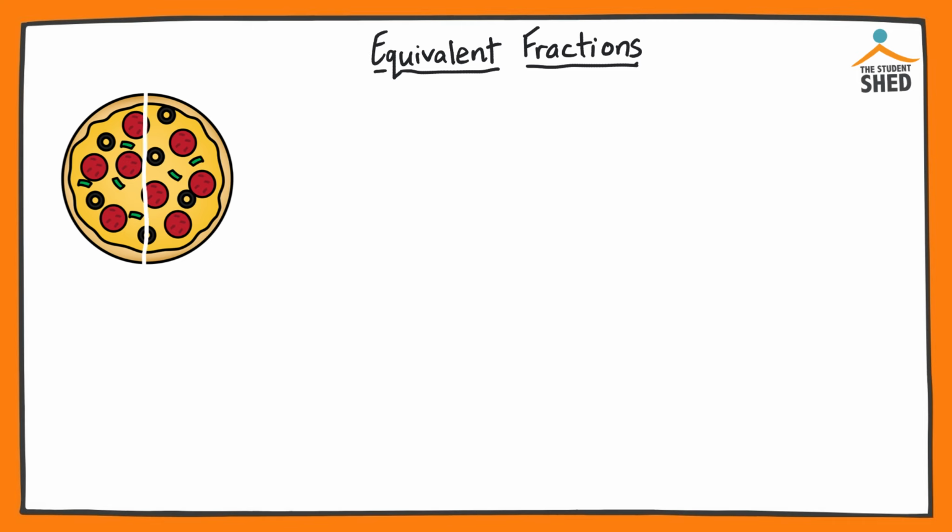And you're only going to eat one slice today and save the other for another day. So that means you've eaten a total of 1 out of 2 slices.